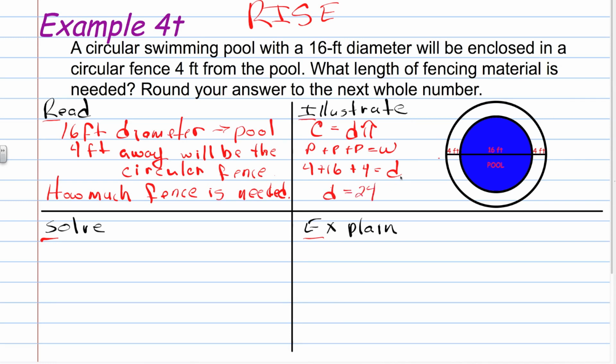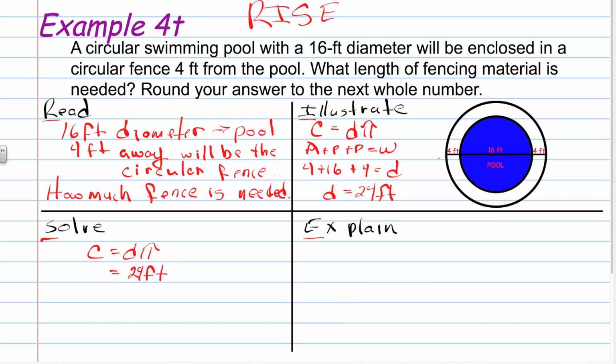A lot of kids make the mistake of saying that the diameter is going to be 20. They just go 16 plus 4. No, it's 16 plus 4 plus 4, or the way I wrote it, 4 plus 16 plus 4. It's a part plus part plus part equals whole relationship. In this case, the whole is the diameter. So now that I have all the information, I can solve. I can take the circumference. Circumference is equal to the diameter times pi. And in this case, the diameter is equal to 24 feet.